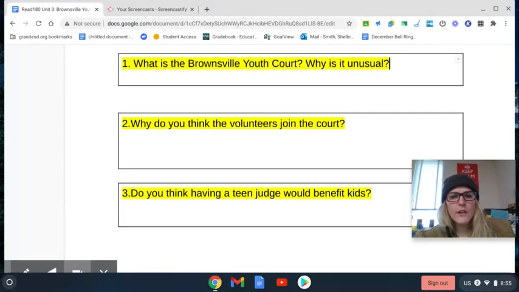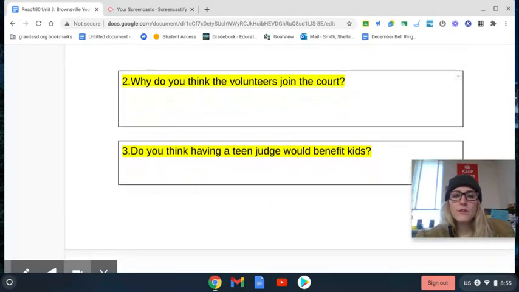Number two, why do you think the volunteers join the court? Why do you think people volunteer to do things? Probably because they like to do it, right? Or they have an interest in it. If I like animals a lot, I might volunteer at an animal shelter. So I think for this question, people volunteer because they have an interest in law. Maybe the kids want to go into law one day or be a judge one day and they want to see what it's like. So probably because they have an interest in what they're doing.